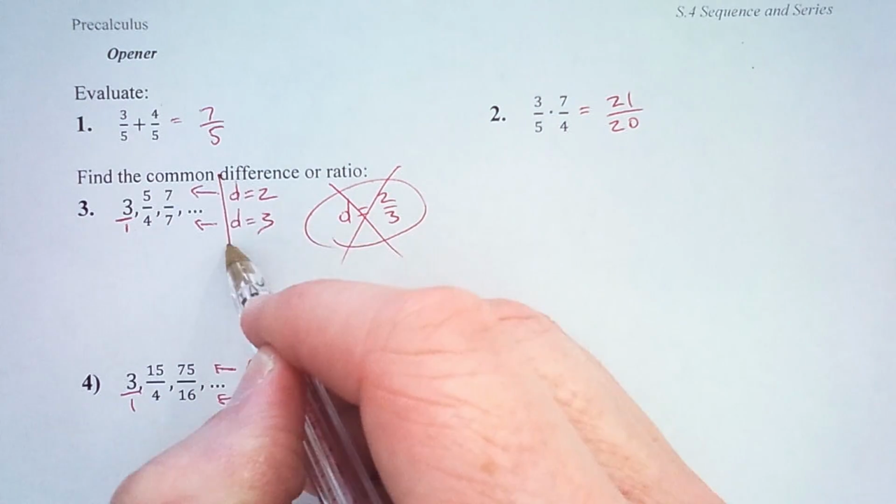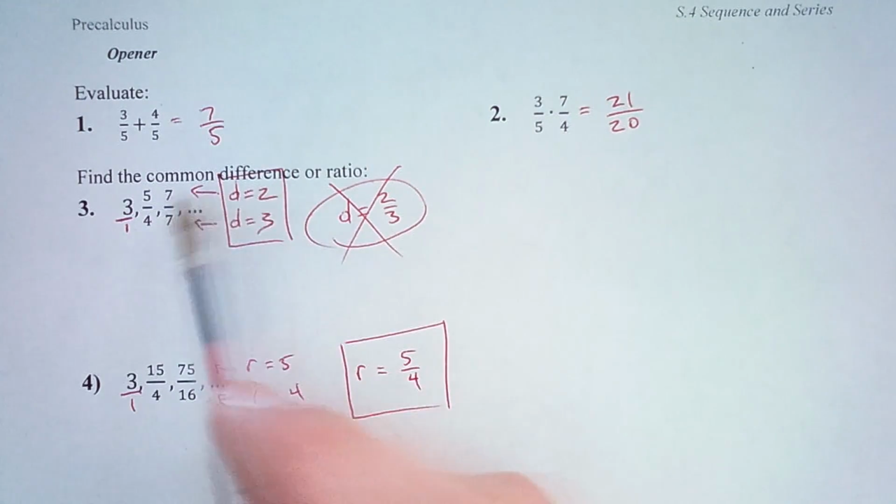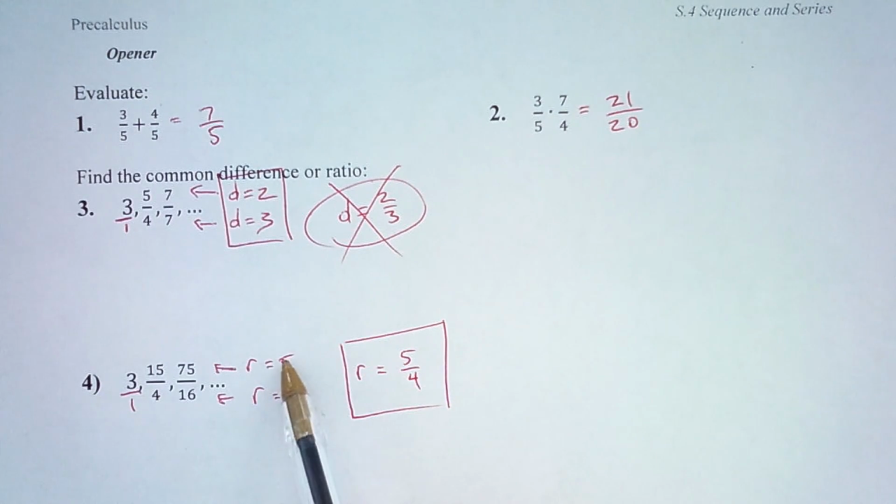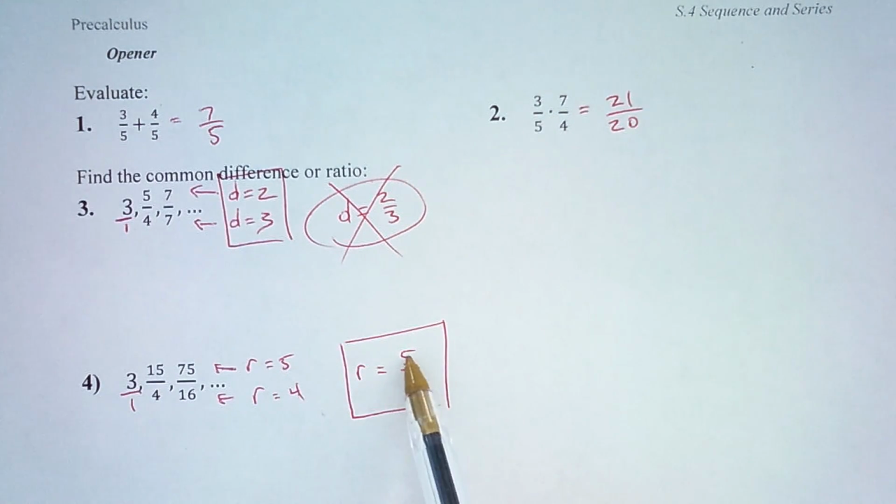So when we are adding in the numerator and in the denominator, we've got two separate common differences. When we are multiplying in the numerator and denominator, that fraction is our common ratio.